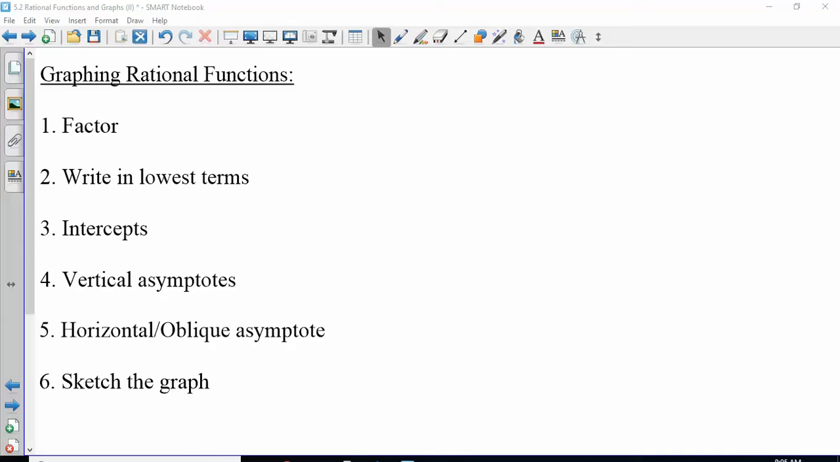And then we will put all that information together to draw the graph. So make sure you have these steps written down. On your homework tonight, I will expect all of those steps to be done.